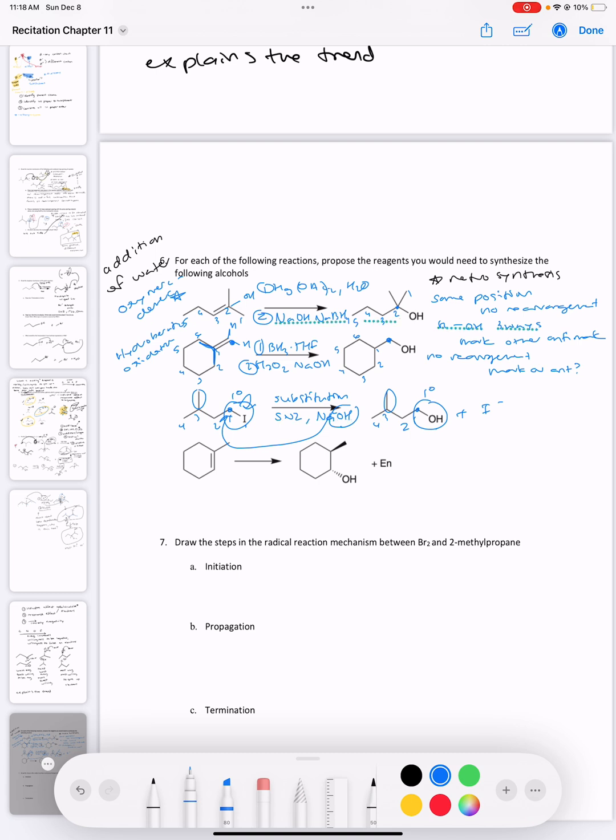This last one, again, looks like we've added an alcohol. It looks like there was a double bond right here between the methyl and where the alcohol is added. So again, this is probably addition of water without rearrangement.